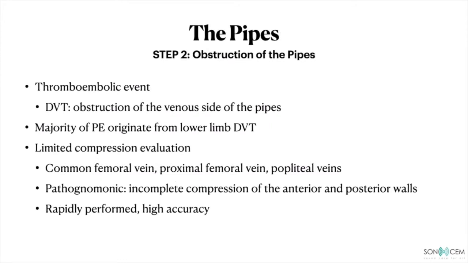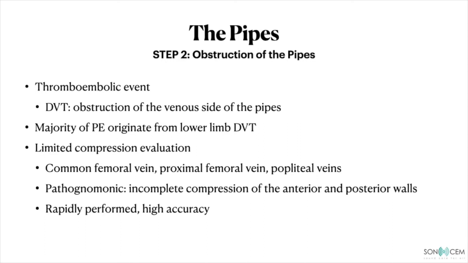The next step of PIPE's evaluation is to look for obstruction. Assessment of the venous obstruction is indicated in the suspicion of pulmonary embolism. The majority of PE originates from lower limb DVT.